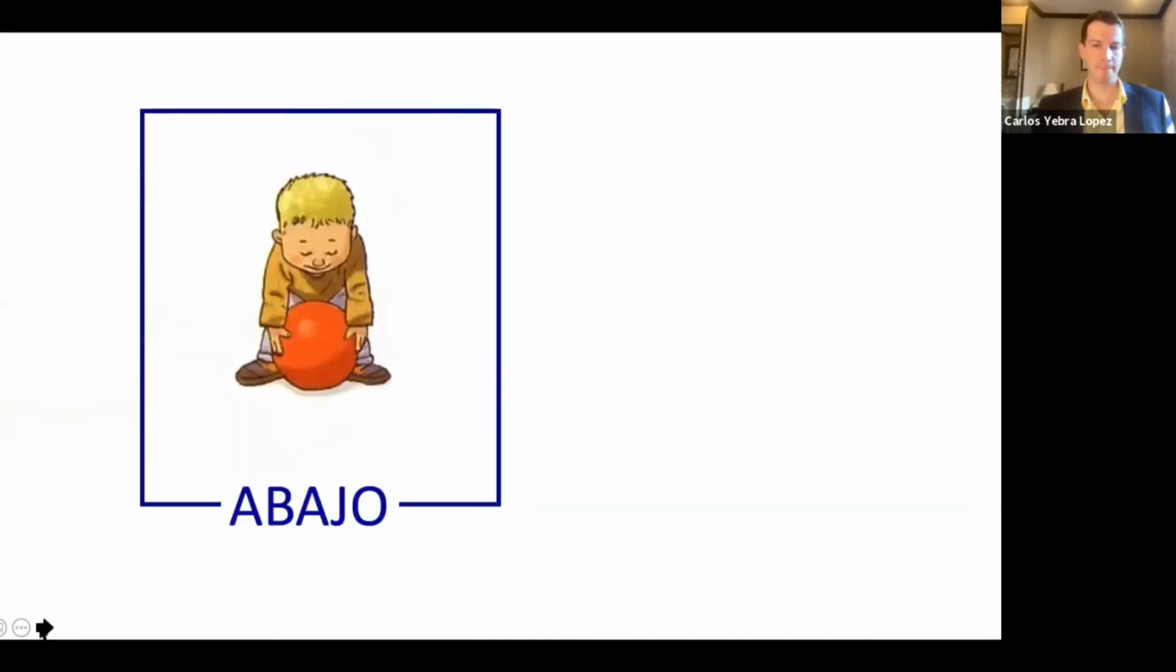Now, abajo. What is this? This is a physical location. Therefore, we use the verb estar. What is this? This is a position in which something is. And for position purposes, we use está, right? So we say está abajo. It is down. Está abajo. What else?